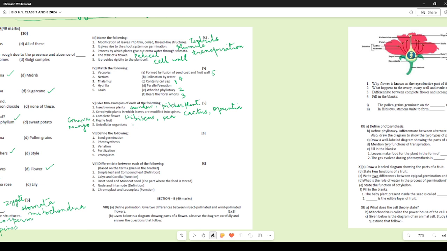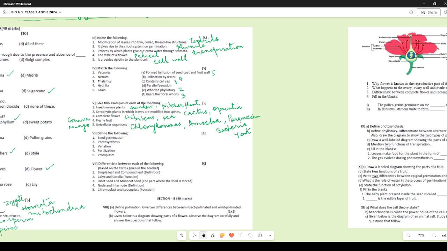Unicellular organisms, you can mention Chlamydomonas and amoeba, paramecium. There are so many. You can mention bacteria, you can mention yeast, all of them are unicellular organisms. Okay, now let us define seed germination. So what is seed germination?